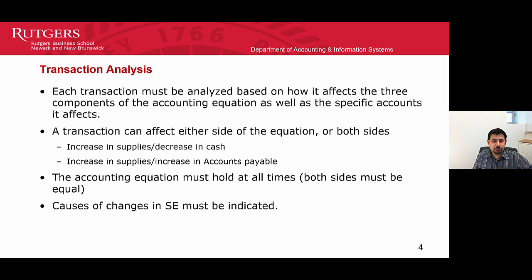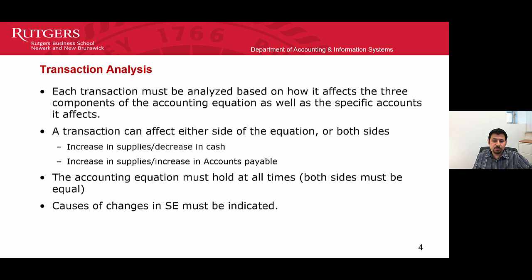And like we mentioned before, every transaction can affect either side of the equation or both sides sometimes. For example, if you buy a truck for cash, then only the assets are affected. We have an increase in equipment and a decrease in cash. Same thing applies for supplies.